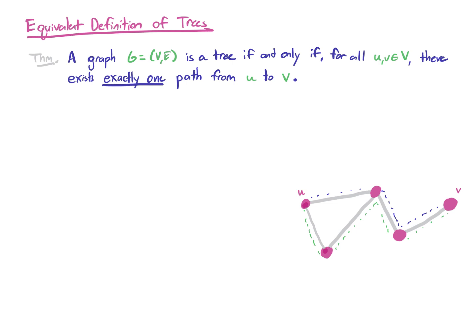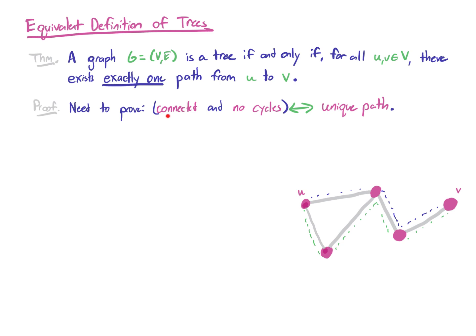So our theorem says that this is a characterizing property of trees. If you have a graph where there's exactly one path from U to V for every possible choice of U and V, then you are looking at a tree. So from a proof writing perspective, the thing to notice here is that we're looking at an if and only if statement. So that means we need to prove two directions.